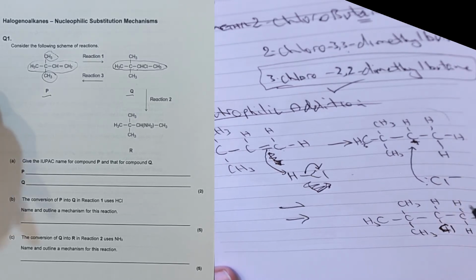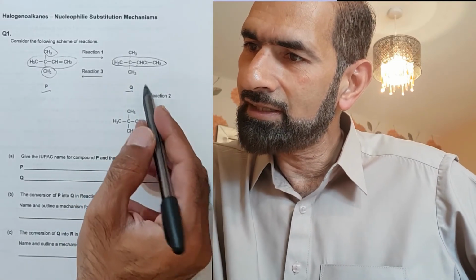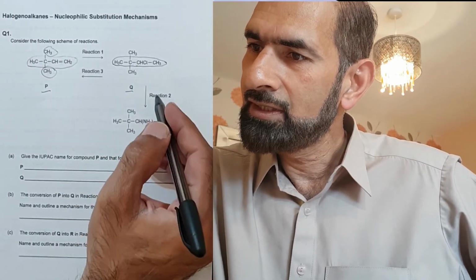Okay, so that's the mechanism, and of course we already said it's definitely electrophilic addition. That's fine. Let's move on to the next question: the conversion of Q into R. So that's that reaction there. It uses ammonia. Name and outline the mechanism for this reaction.